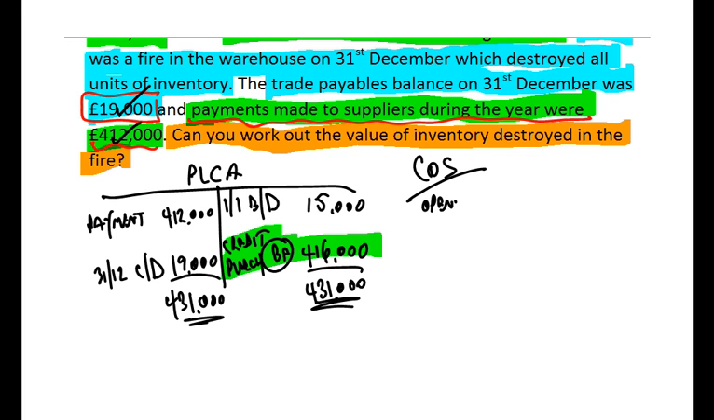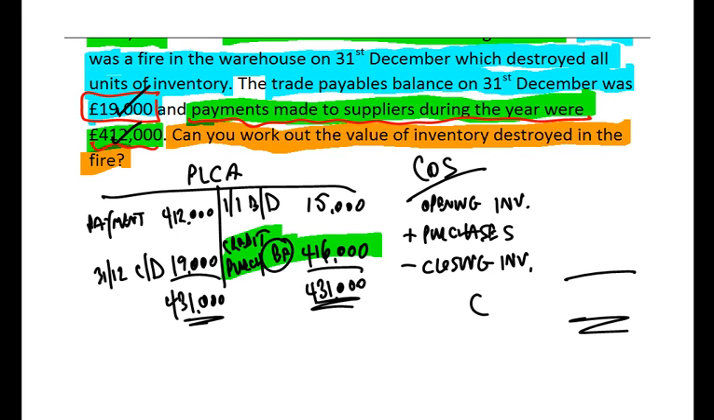You'd have opening inventory at the beginning of the period, plus any purchases you've made during the period, then deduct any closing inventory that you've still got at the end of the period. If I took those 3 elements and combined them, that would give me my cost of sales. The reason you deduct the closing inventory is obviously if it's still in inventory at the end of the year, you haven't sold it. So it shouldn't therefore be part of cost of sales, which is why we deduct it.